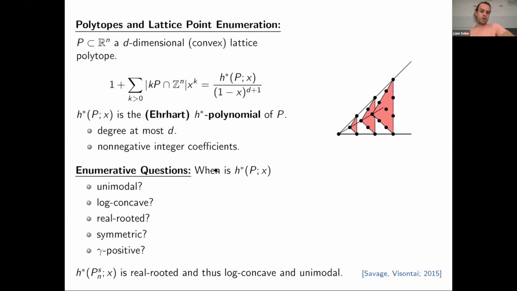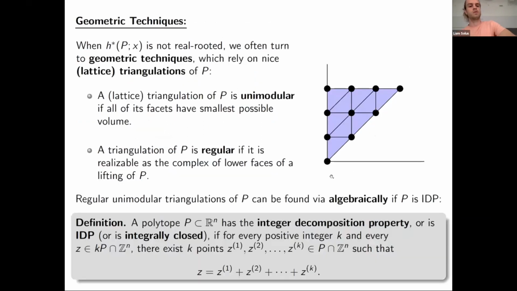So one natural question here is, even though we have this nice real rootedness result, can we, in certain cases, rediscover this unimodality by these more direct geometric means? So what are these geometric approaches that we might take? Well, they typically rely on having a nice lattice triangulation of the polytope. So what do I mean here? I mean a subdivision of our polytope into a simplicial complex where the zero-dimensional cells all live in the lattice of interest here. So in this case, our lattice is Z^n.